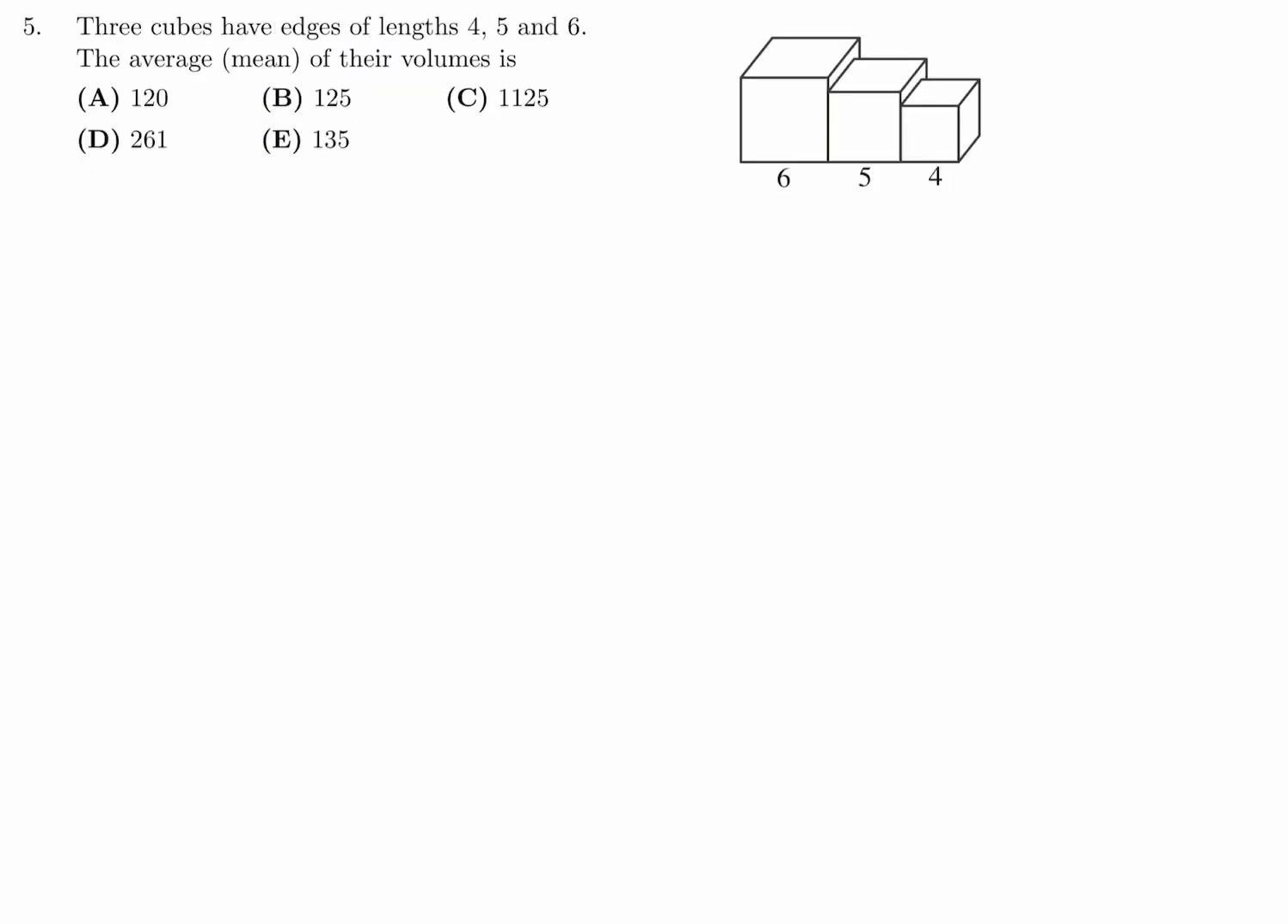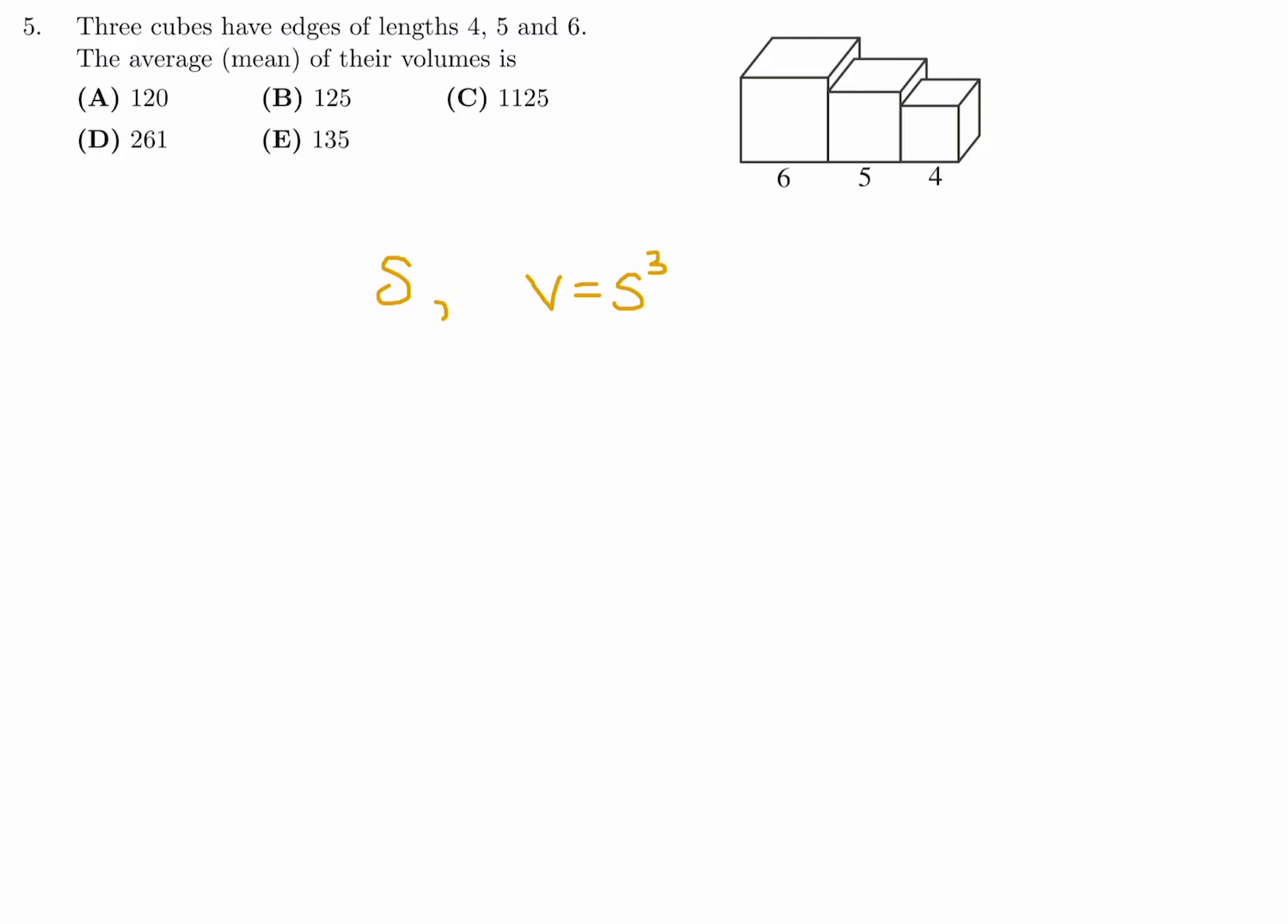3 cubes have edges of lengths 4, 5, and 6. The average of their volumes is. Well, if a cube has a side length of s, its volume is equal to s cubed. So they give you the edges of these 3 cubes.